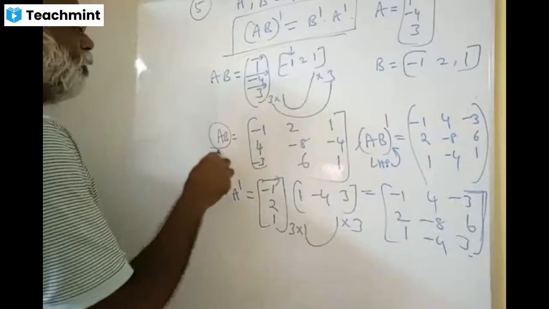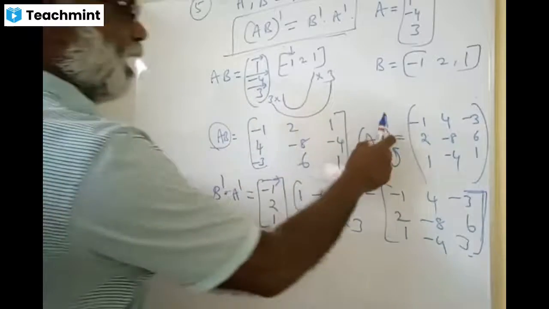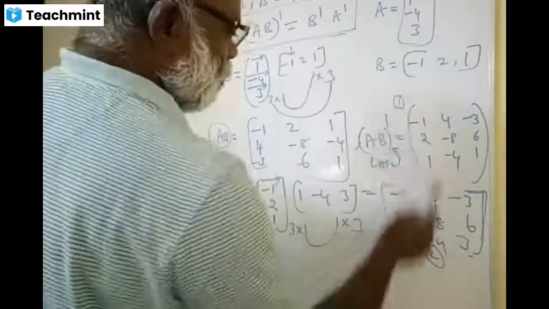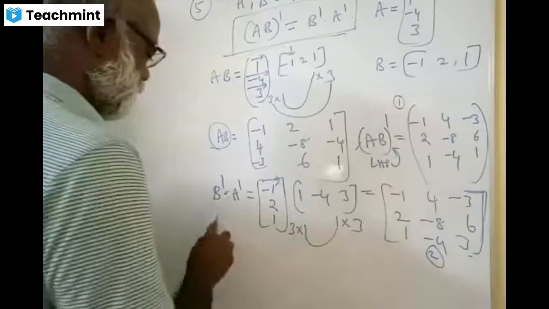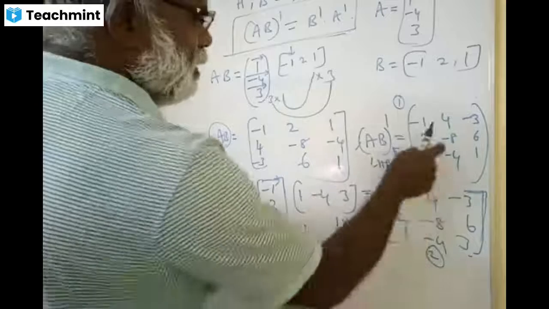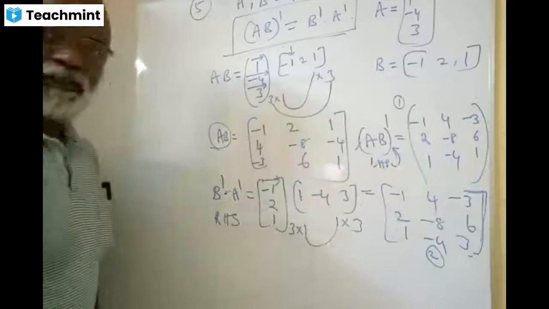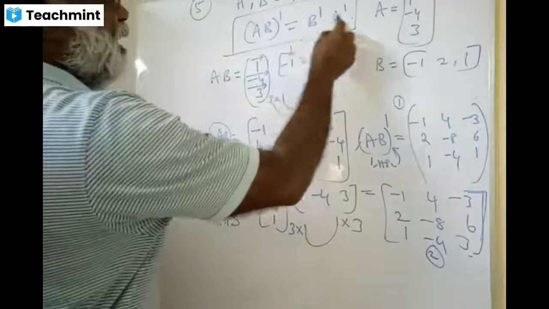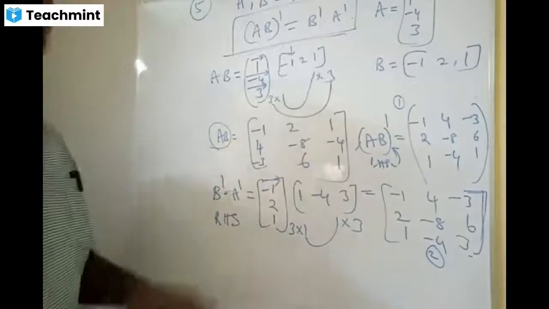So compare this one and this one. Are they equal or not? Tell me. This is AB transpose and this is B dash A dash. LHS equals RHS. They both are the same. I hope it is clear. Is it not a beautiful thing to prove that AB dash equals B dash into A dash?